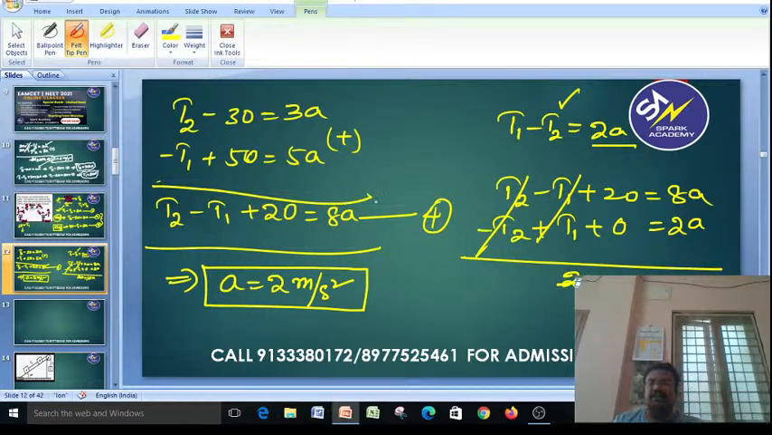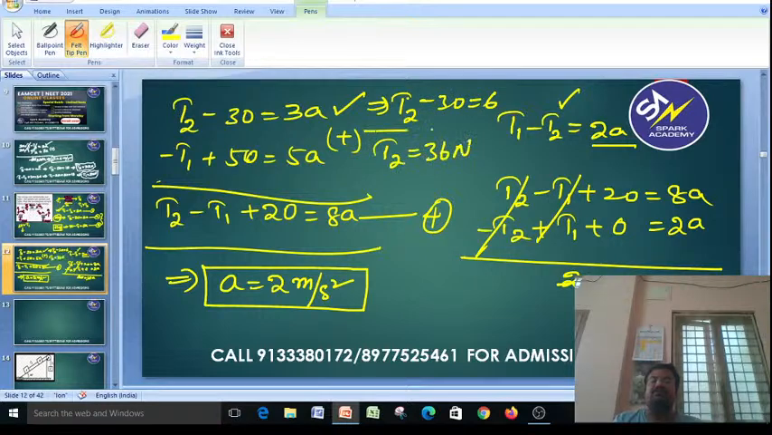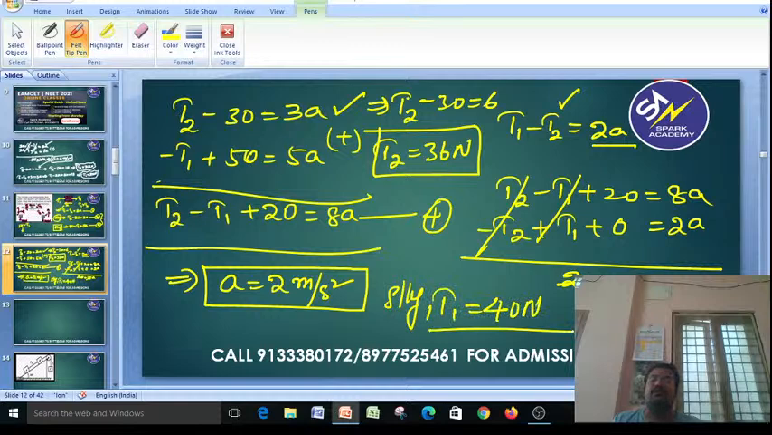So T2 minus 30 is equal to 3A. Then T2 minus 30 is equal to 3 times 2, which is 6. Then T2 is equal to 36 Newton. So this is the 36 Newton I got here. Like this you have to substitute the values, and T1 also similarly. Check it: T1 is equal to 40 Newton, you will get as the answer.